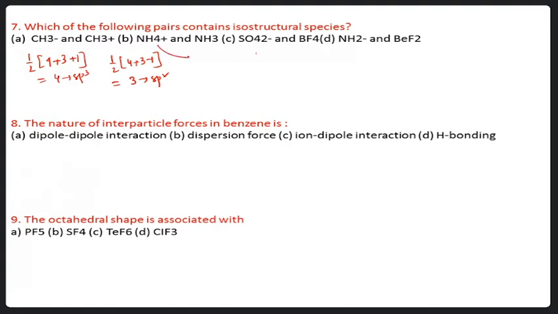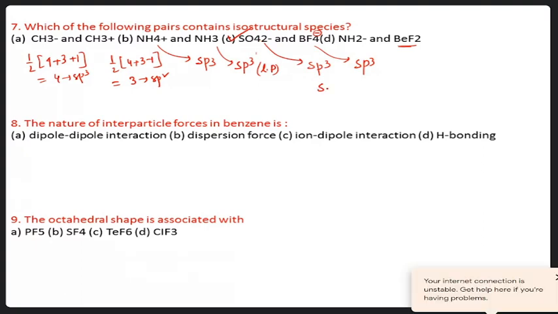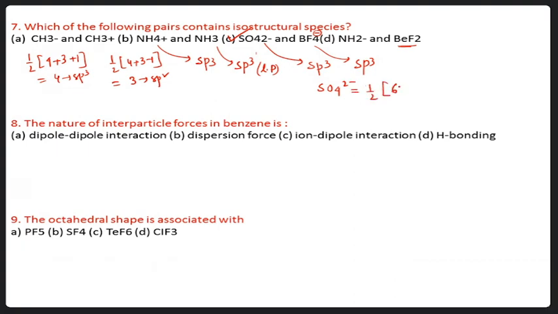So they are not isostructural. Now come to NH4 plus: 5 plus 4 minus 1, that is sp3. Ammonia is also sp3 with a lone pair. Now SO4 2 minus is sp3, and the other species by VSEPR is also sp3 tetrahedral. NH2 minus by VSEPR is linear. So option C is correct because both are sp3. In SO4 2 minus, sulfur has 6, so half into 6 plus 4 minus 4 plus 2 is equal to 8. That is 4 pairs, all bond pairs, so regular tetrahedral, and the other species is also the same.